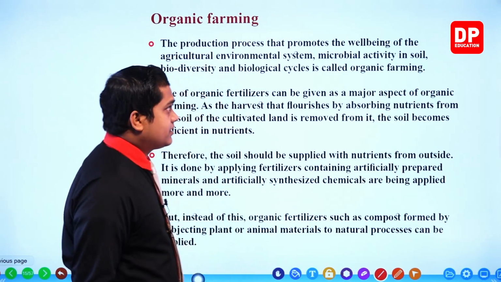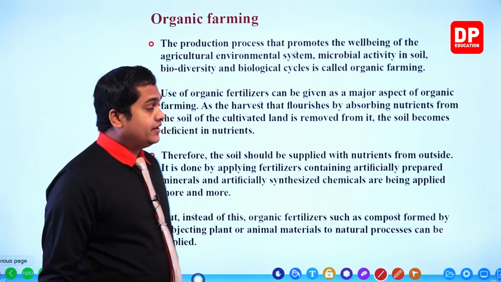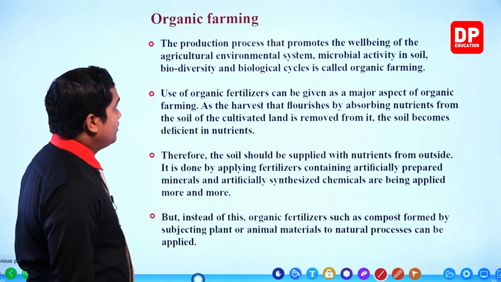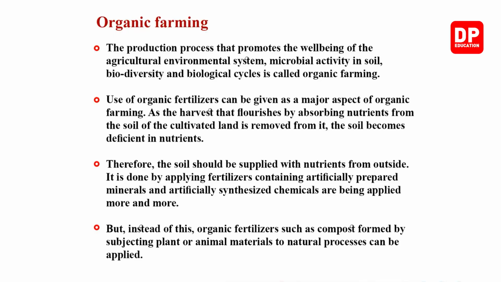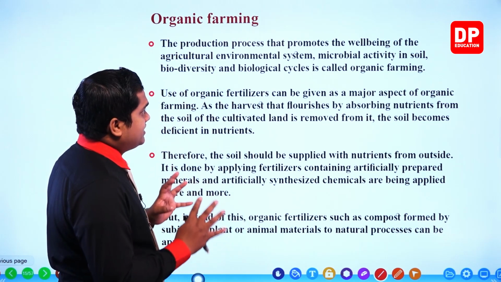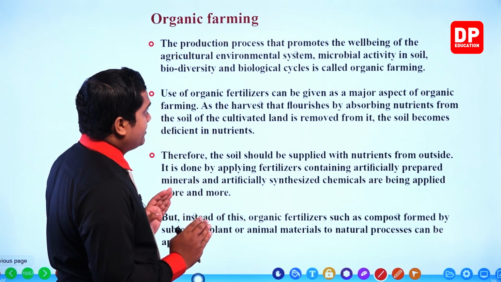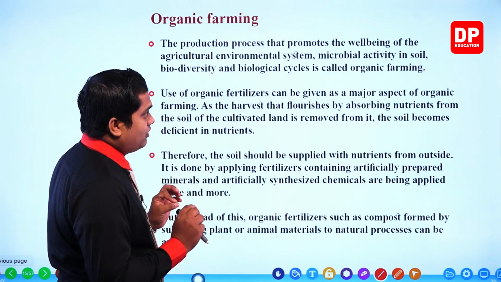So within agricultural lands, my dear children, how do we follow the green concept model? Under that, the first and foremost topic given is organic farming. Organic farming is the production process that promotes the well-being of the agricultural environmental system, microbial activity in soil, biodiversity and biological cycles. So organic farming is very simple, my dear children.